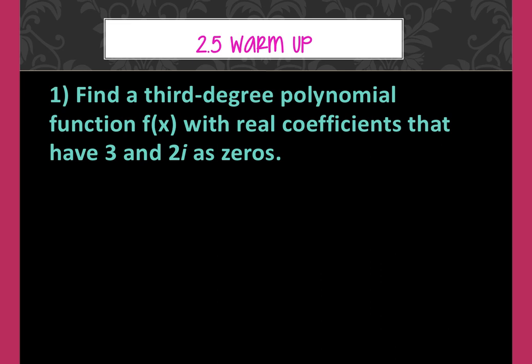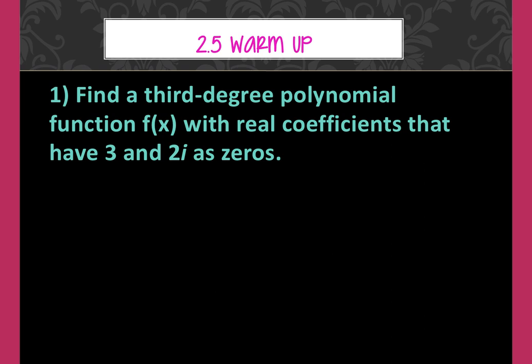So number 1 says find a third degree polynomial function f of x with real coefficients that have 3 and 2i as zeros. What does it mean to have a third degree polynomial? An x to the third. It means there's 3 zeros. It means x to the third.